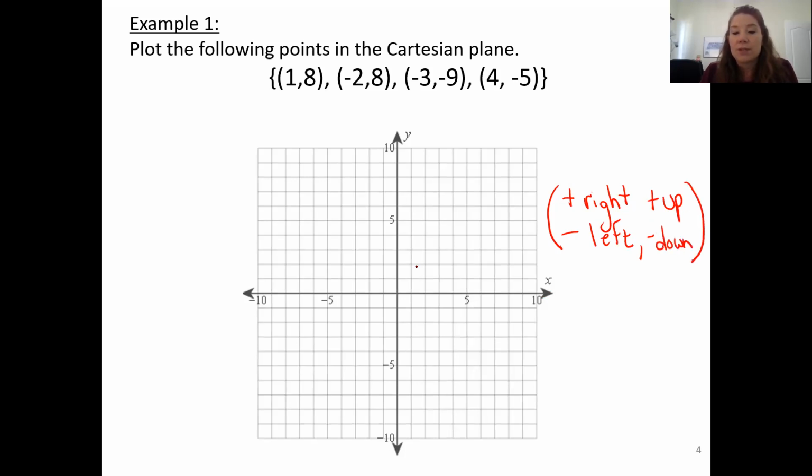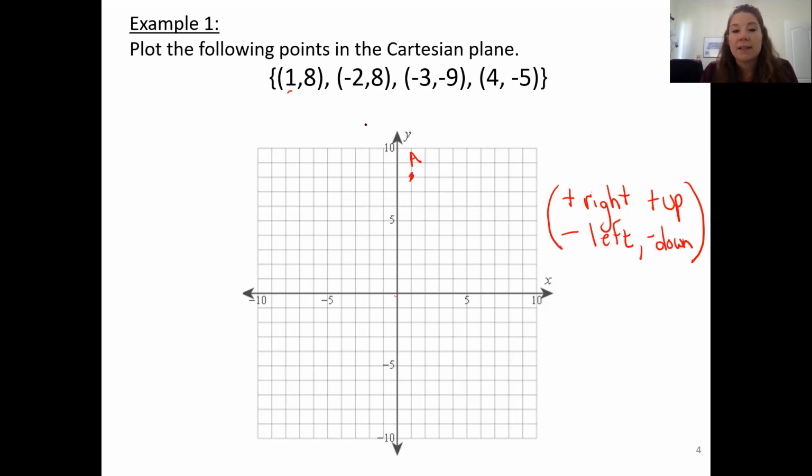So you always start at the origin. The coordinate for the origin is 0, 0. So every time you start to graph a point, you always start at the origin. So let's look at the first coordinate. We have +1, +8. So we're going to go from the origin, right 1, and then from there we go up 8: 6, 7, 8, and there's our little point right there.